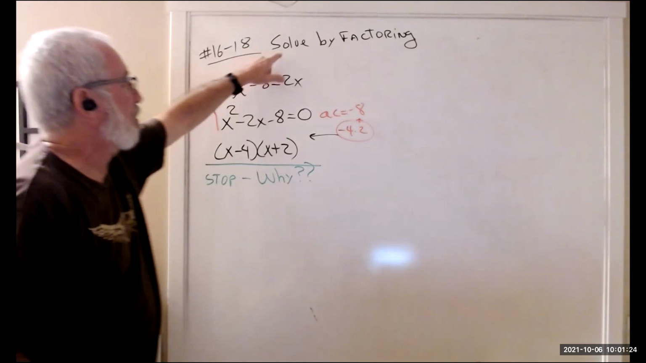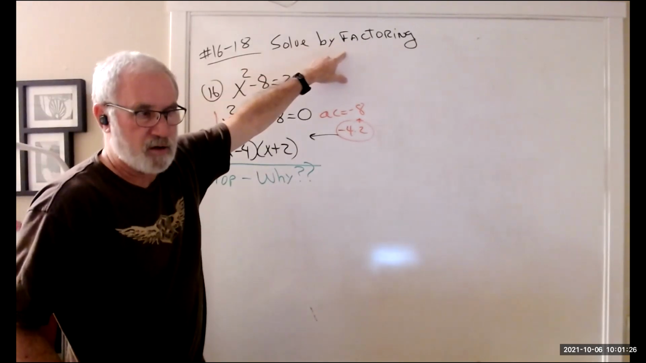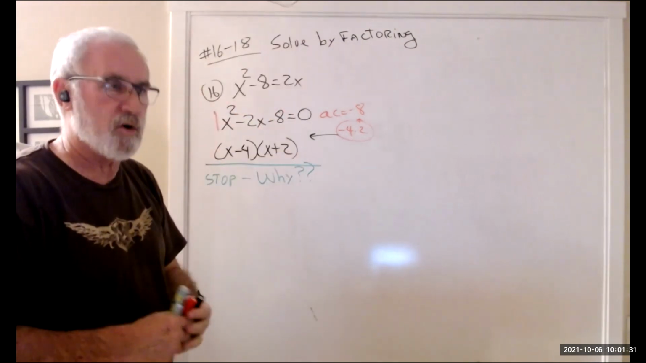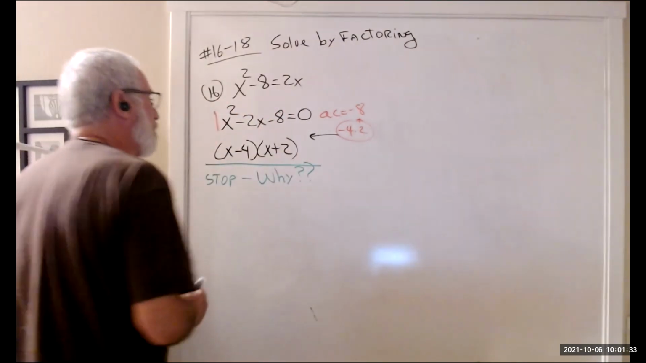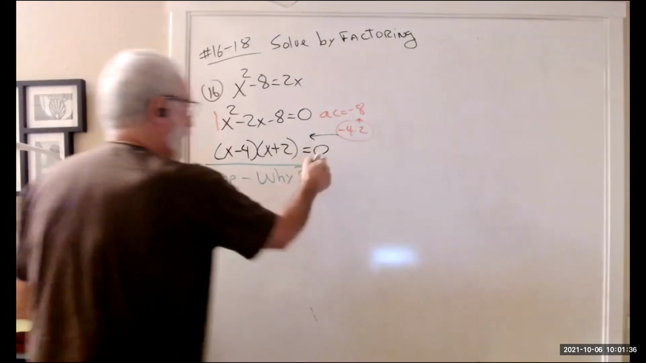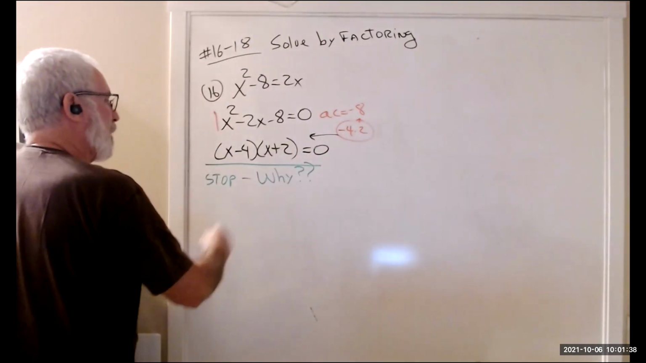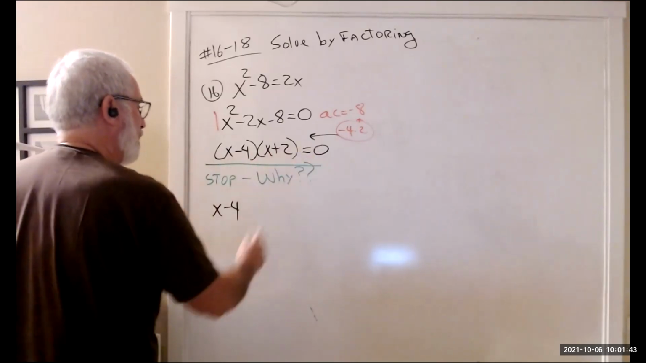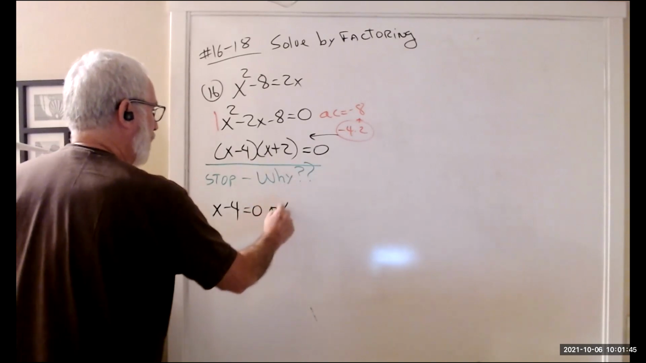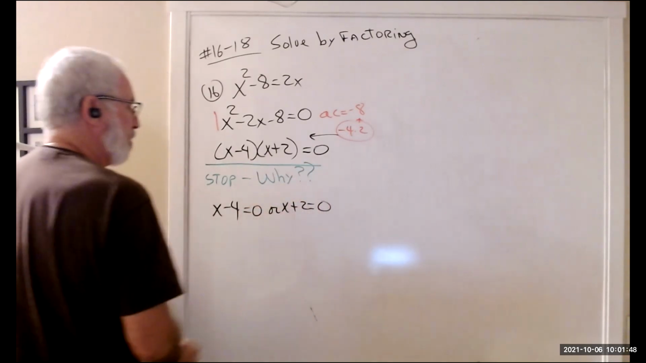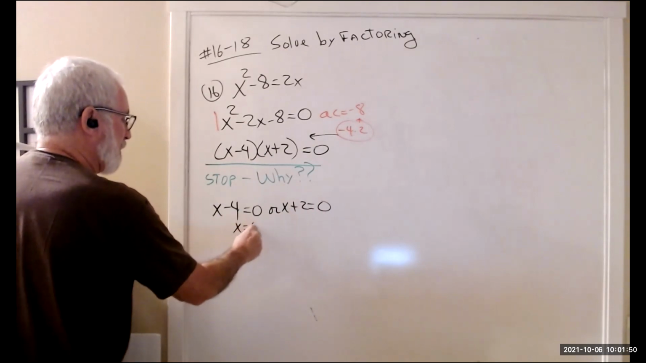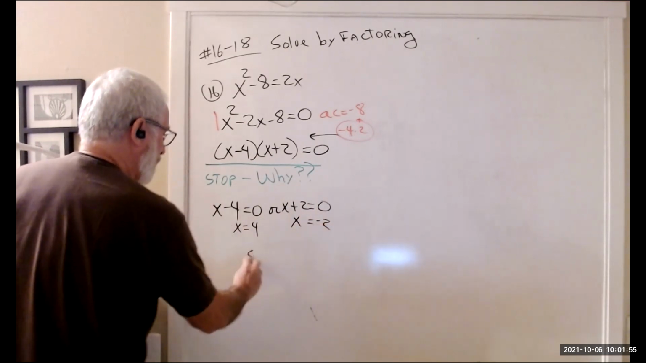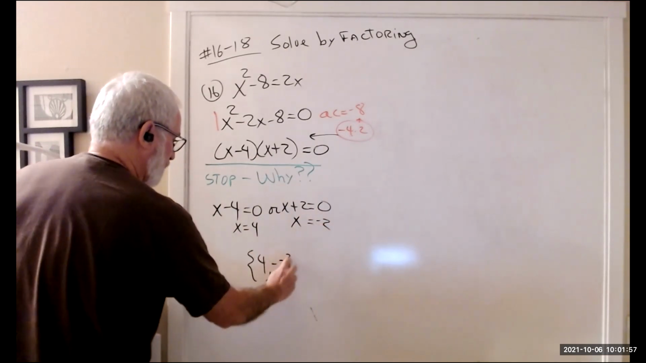Solve using factoring. That's what it says. So we use the factoring, but you haven't solved. People forgot that it equaled 0. And then we said you have to split and solve the babies. X minus 4 equals 0 or x plus 2 equals 0. You solve each one of these babies, add 4 to both sides, subtract 2, and put everybody in a solution set.